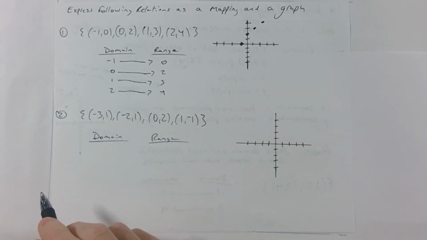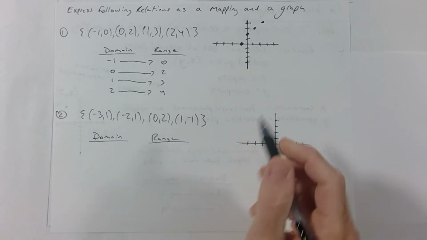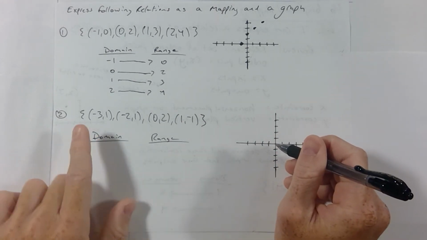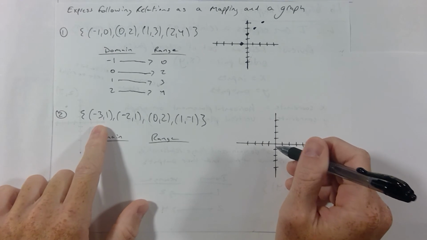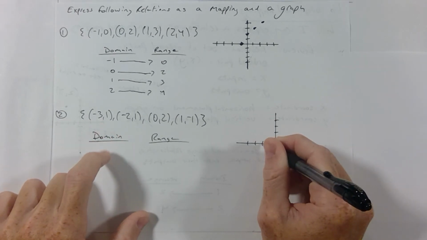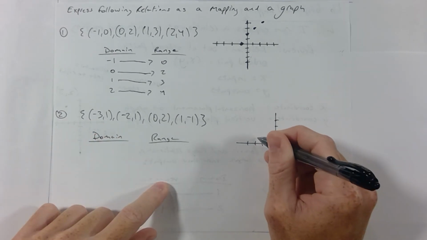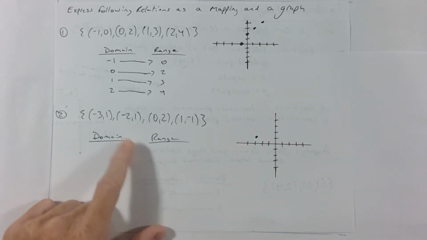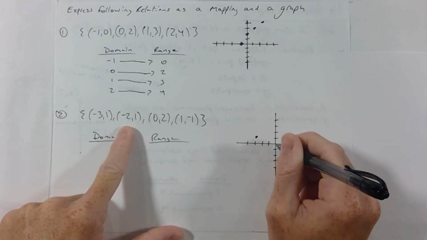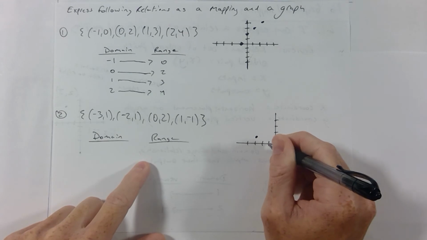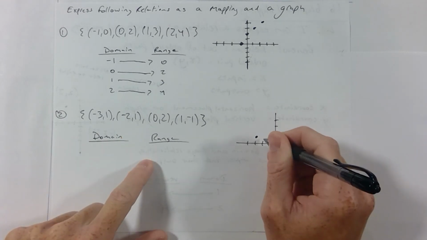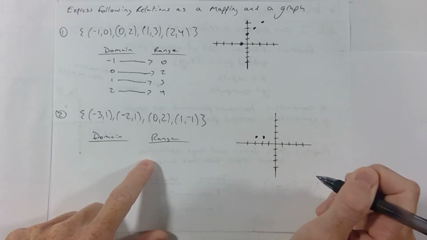So number 2, I'm going to plot these points first. Again, I'm going to worry about the graphs. So I'm starting at the origin. X placement says go left 3. So I'm going 1, 2, 3. I'm going up 1. So I'm making a point there. -2. So I start at the origin. I go left 2. 1, 2. Vertical placement, I'm going up 1. I got a point there.